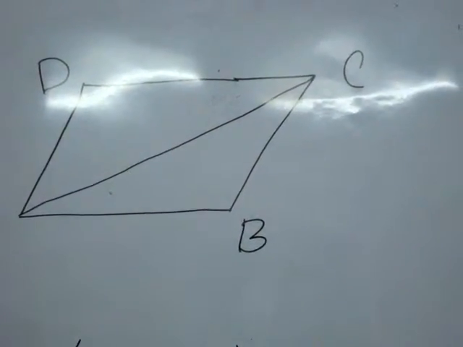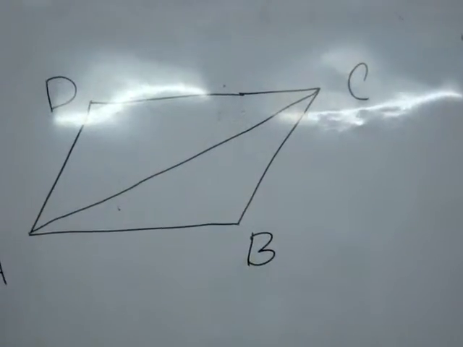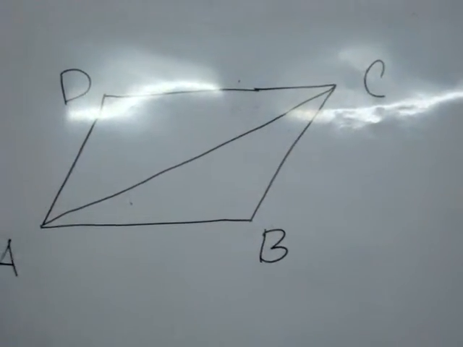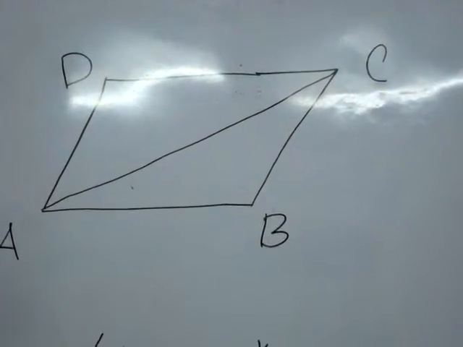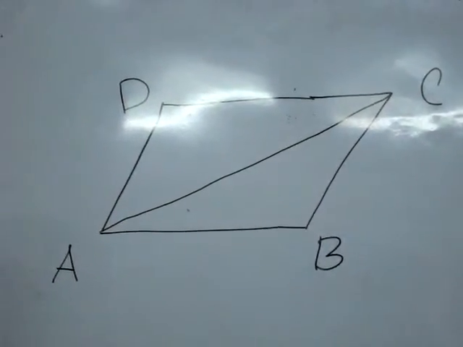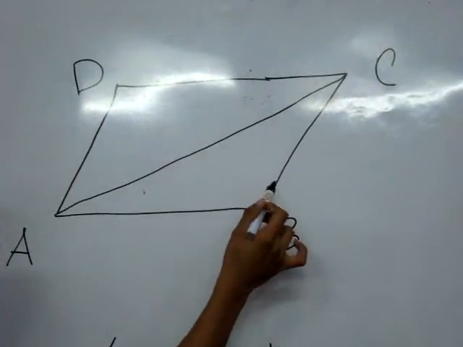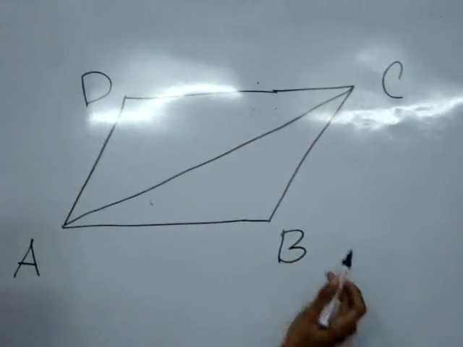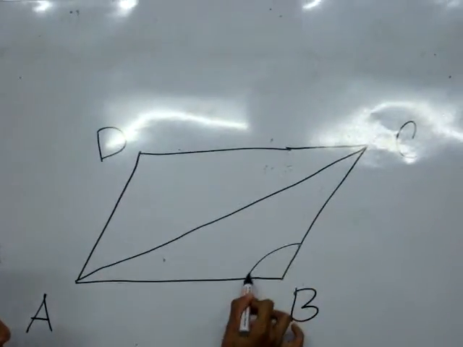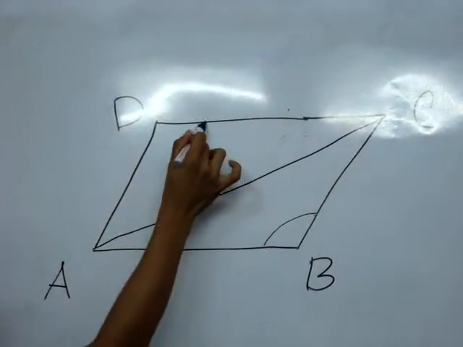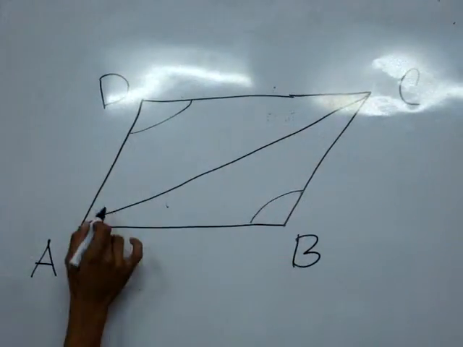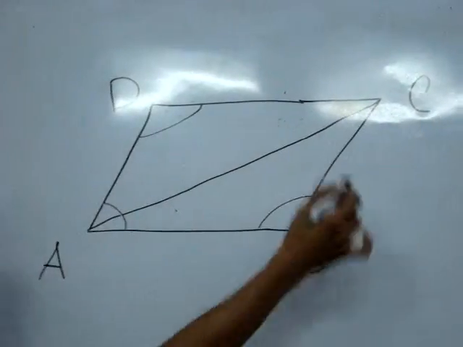Next, Corollary 4-1.1. In a parallelogram, any 2 opposite angles are congruent. Here, any 2 opposite angles are congruent. It means angle B is congruent to angle D, and also angle A is congruent to angle C.